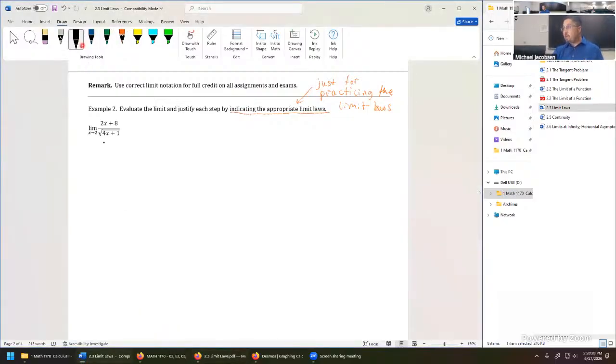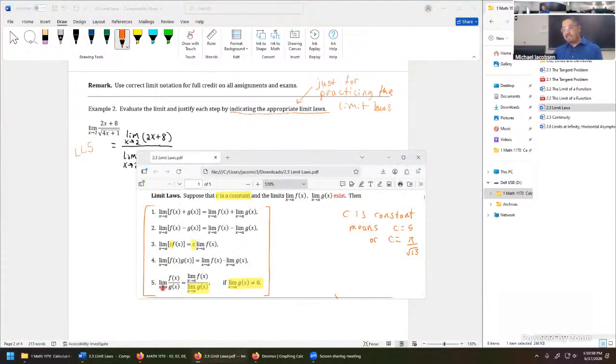So starting off by limit law number 5, we can say this is equal to a numerator, limit as x tends towards 2, of 2x plus 8. That entire function, divided by the denominator, limit as x tends towards 2, of the composition function, square root, 4x plus 1. And this is by limit law 5. Let me double check the numbering there. Yeah, limit law 5.